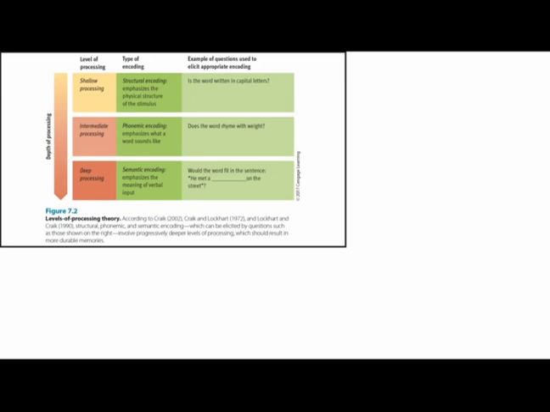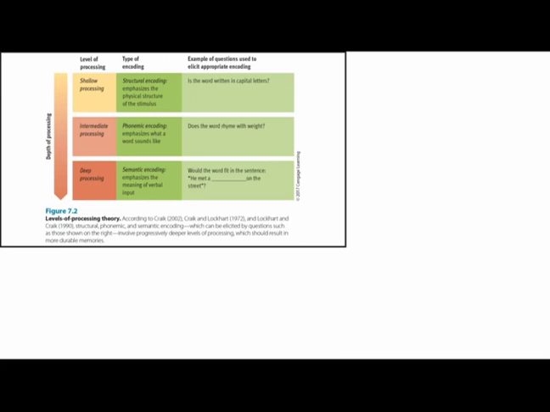Our next step down would be intermediate processing. So this would be things like phonemic encoding. So we start focusing in on what the word sounds like. So does it rhyme with wait? Does it end with this sound? Does it start with that sound? So that's getting you to start thinking about the structure of the word itself, but also how it would sound. But again, not the meaning of the word.